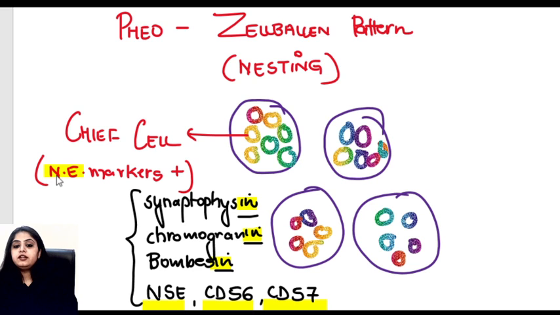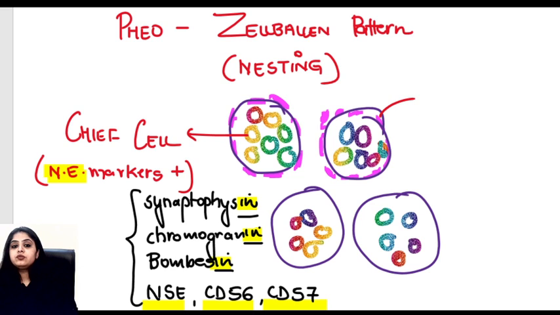So chief cells are neuroendocrine marker positive, but the story doesn't end here. Surrounding these nests, you also have some kind of supporting cells. These are the supporting cells which I'm going to draw around every cell. And these supporting cells are known as sustentacular cells.